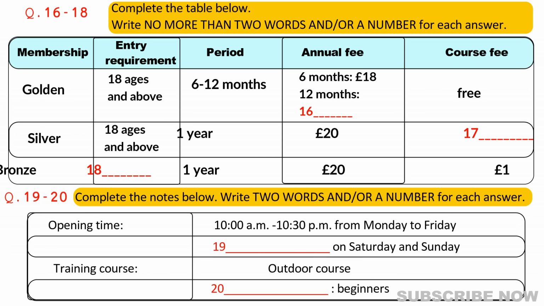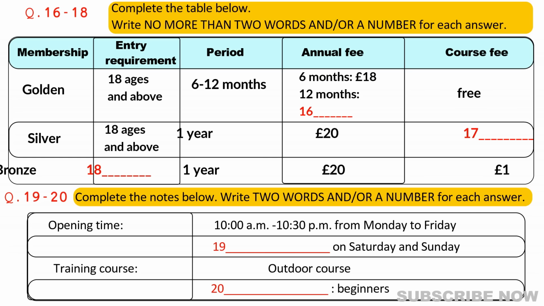At the Edge, you can pay per visit or save on course fees by becoming a member. We have three types of membership. Gold membership is ideal for regular visitors. Our Gold membership packages are available for 6 to 12-month periods. You should pay £18 for half a year and £30 for 1 year. You do not need to pay any course fees.